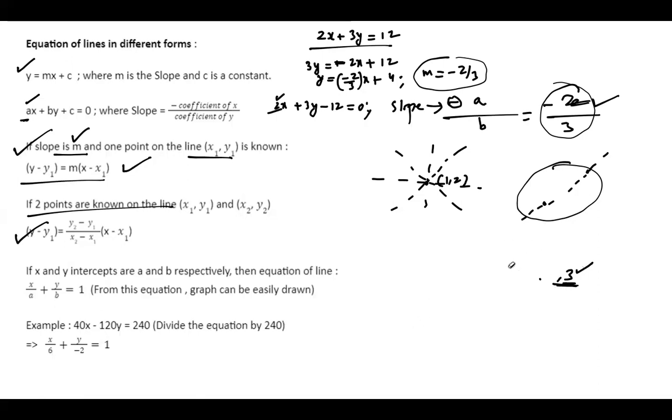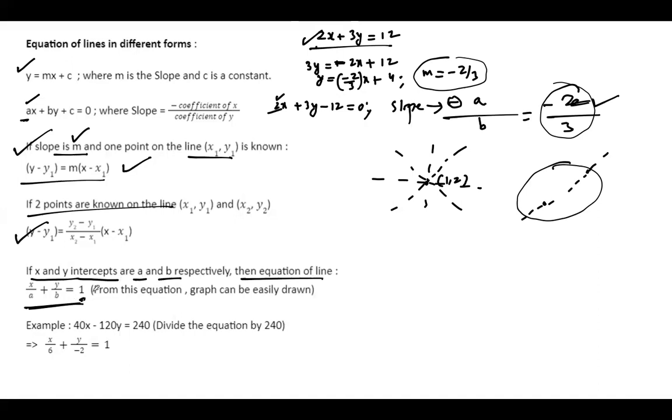But if we know a point and slope, then also it is enough, right? Absolutely. Yes. If the x and y intercepts are a and b, then the equation of the line is given by this. Can you convert this line into this form?